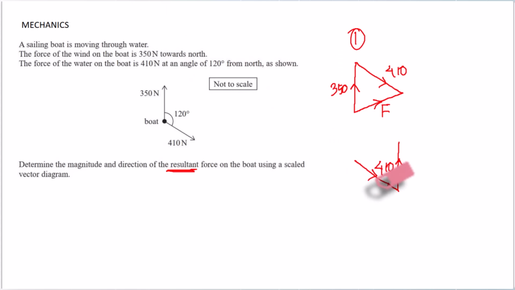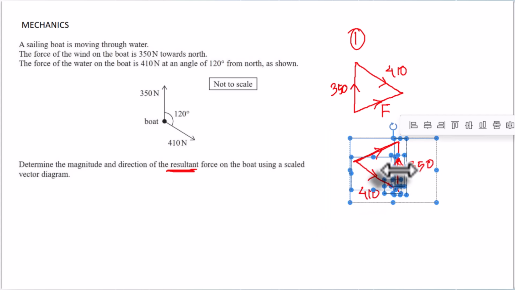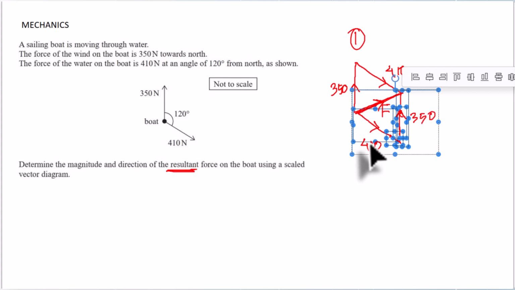Let me take out 410 from inside so that it looks less clumsy. This is 410 and this is 350, and guess what? This is the resultant F, and it cannot form a complete loop. This will be in the opposite direction to the other two. And if you join these two like this, you'll end up with a vector parallelogram instead of a vector triangle.